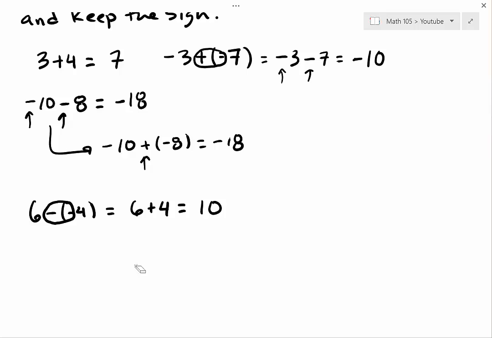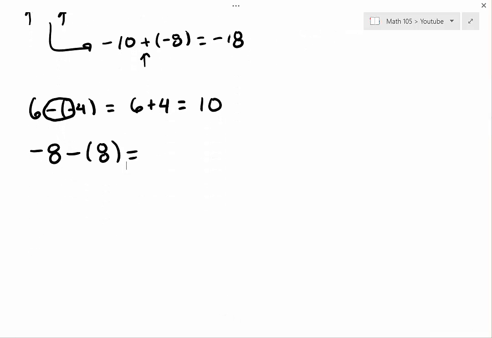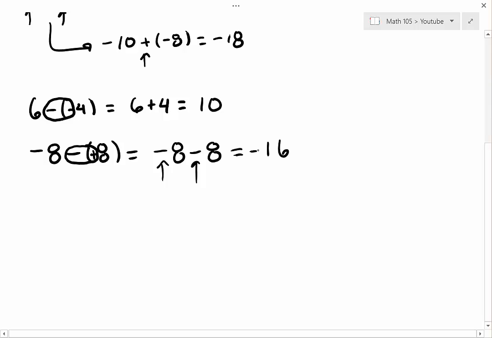Okay. Another problem might be negative 8 take away 8, let's say. This one looks kind of funny. Well, here we have a plus sign next to the 8. Okay, and now we have to deal with this, and we get negative 8. A negative times a positive is going to be a negative, and we have another 8. And in this case, we got negative 8 take away 8. The signs are the same. We add the numbers, and then we keep the sign.